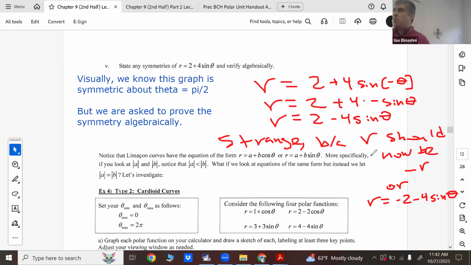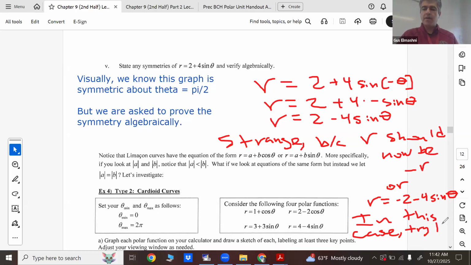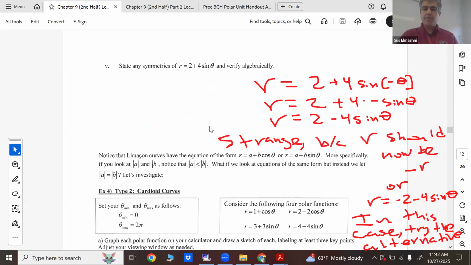We have another way to prove the symmetry. What was the other way to prove the symmetry? Replace theta with what? Correct. So in this case, try the alternative. What's the alternative? You replace theta with pi minus theta. So I'll do it over here.